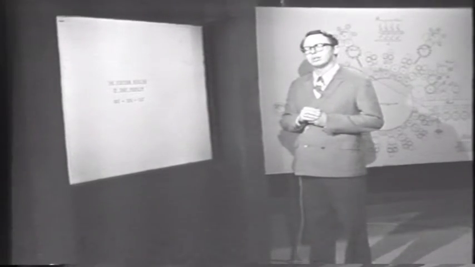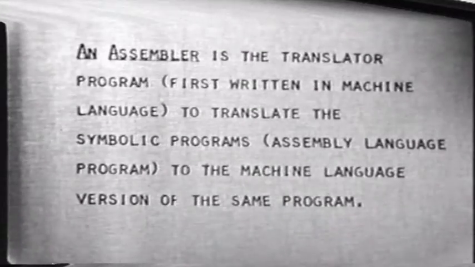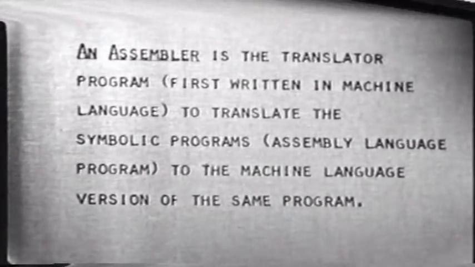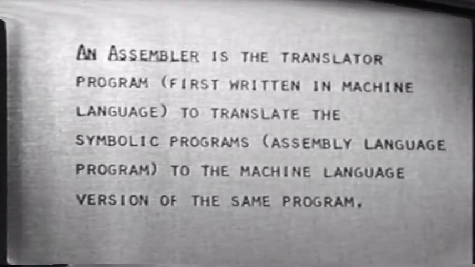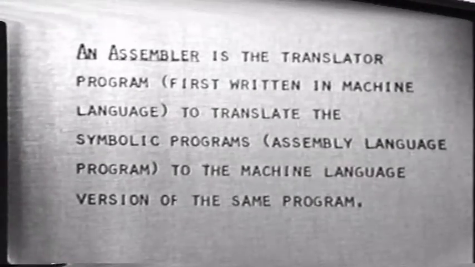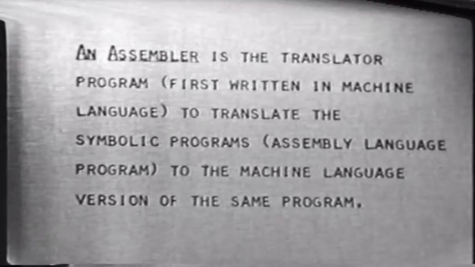Now, the process of going from the symbolic code to the binary code is known as assembling. You assemble the binary code for the particular machine. And that process is done by a program that's known as an assembler. The assembler then is the translator that takes the symbolic code and translates it into machine language. The very first assembler was a gigantic step forward, as I said before, for programmers.